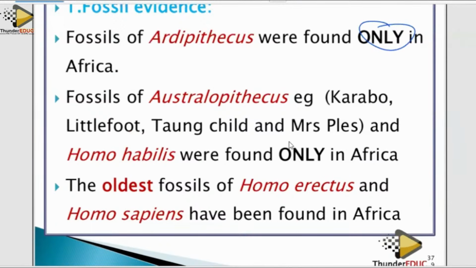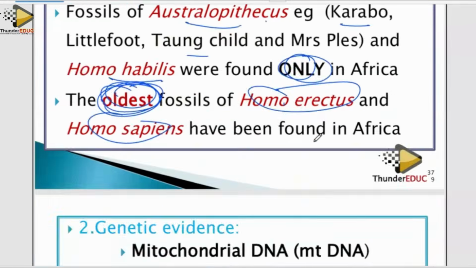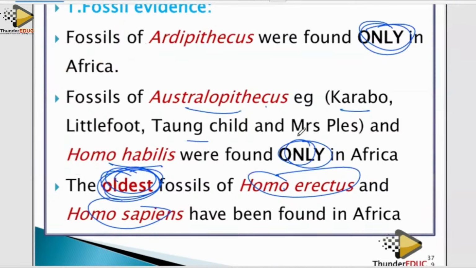Fossils of Australopithecus were Karabo, Littlefoot, Mrs. Ples, and Taung Child. Yes, they were found in Africa. Homo habilis were only found in Africa. Only all these: Homo habilis, Australopithecus, Africa. Then Homo erectus and Homo sapiens, then we use the word oldest. So this word "only", and here "only", is very crucial, while this one is the oldest, then for Homo sapiens and Homo erectus. So you take a screenshot, make sure that you know that before you go to the paper.